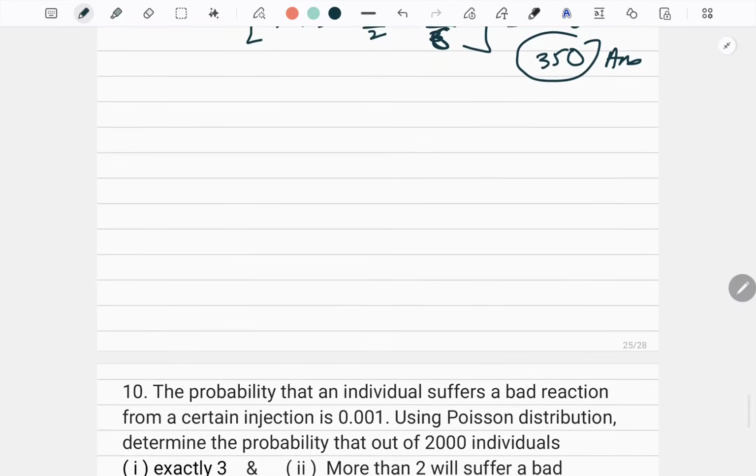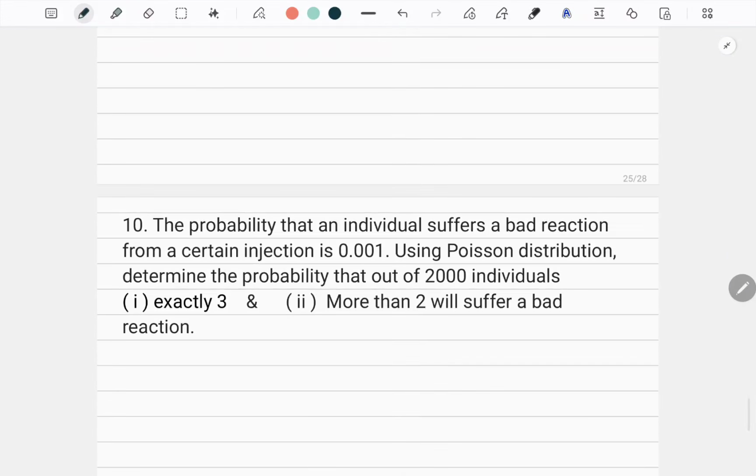Right? Let's move to the next question. Okay. So now the probability that an individual suffers a bad reaction from a certain injection is 0.001. So P is equal to 0.001. Using Poisson distribution, determine the probability that out of 2000 individuals, so N is equal to 2000. So what is m? m is equal to 0.001 into 2000. Right? So m is equal to 2.